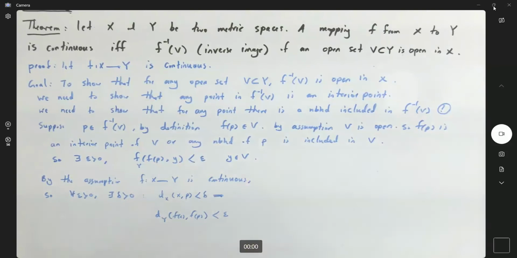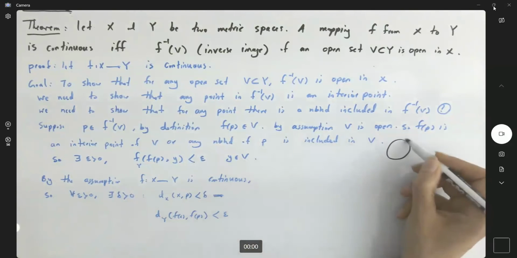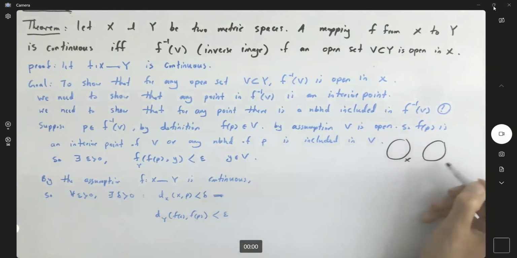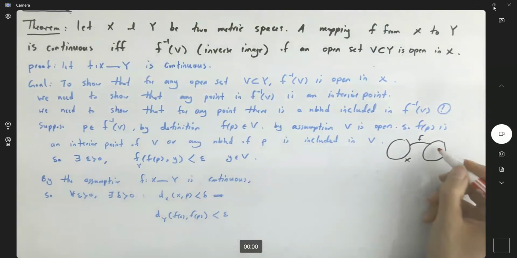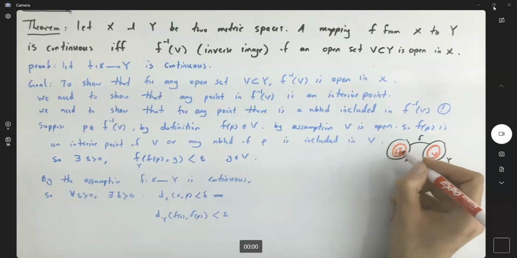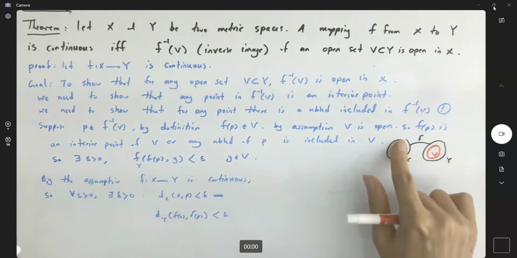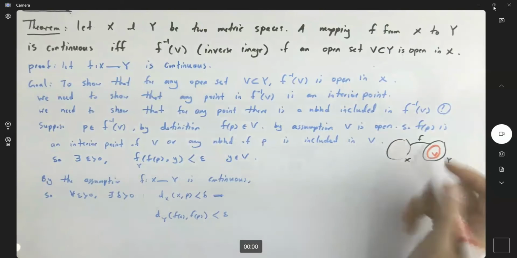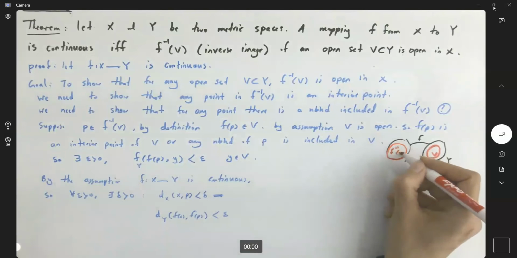Okay. Let's take a look at the simpler version. Here you have two spaces, X mapped to Y by F, and V is open in Y. So you have the inverse image of V. Let's make it a little bit larger so you can see what's going on. Inverse image of V.